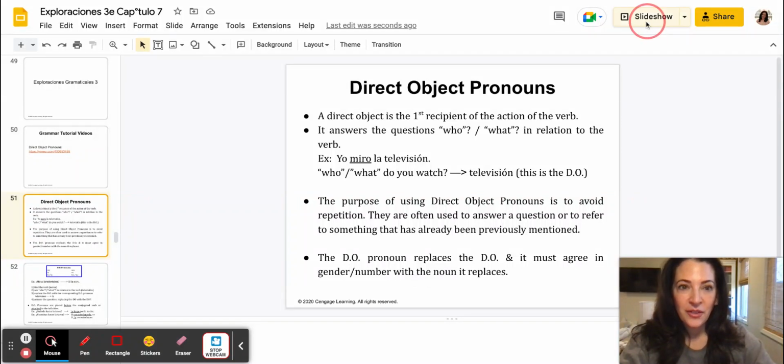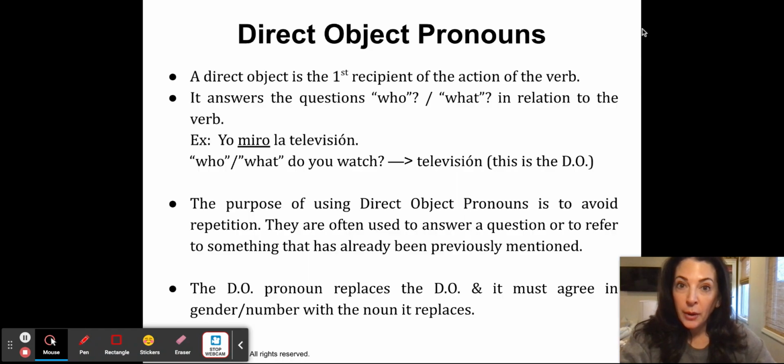In this short video, I'm going to show how direct object pronouns work in Spanish. So the first thing is we need to understand what is a direct object. A direct object is the first recipient of the action of the verb. In other words, it answers the question who or what in relation to the verb.